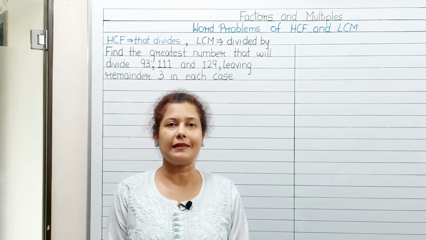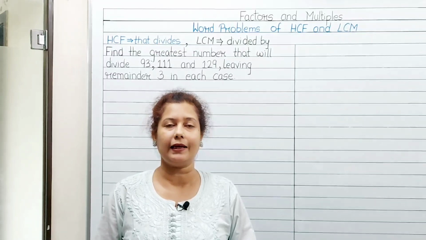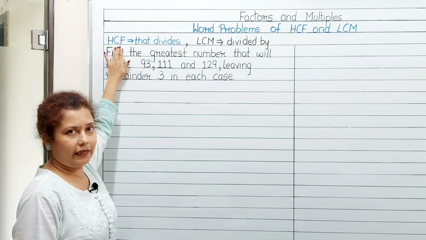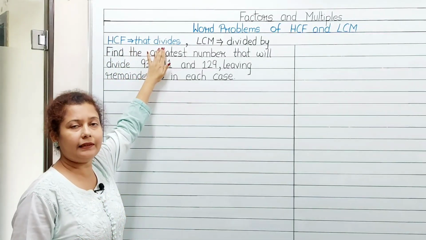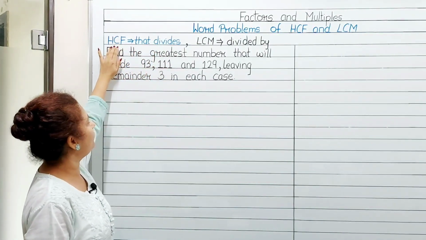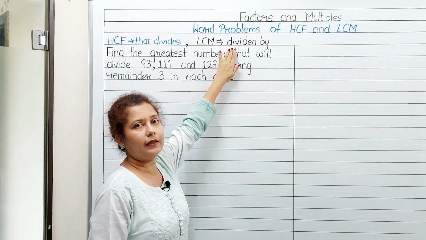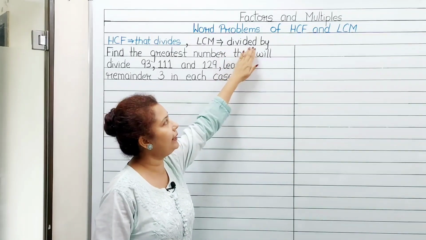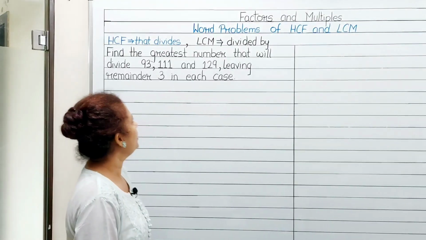From the previous two sums, it is clear that there are two keywords to understand whether we have to find HCF or LCM. If you have to find HCF in the sum, the keyword will be that divides. If you read this word in a sum, that divides, that means we have to find HCF. For LCM, the keyword is divided by. If it is given divided by in a sum, then it is understood that we have to find LCM.